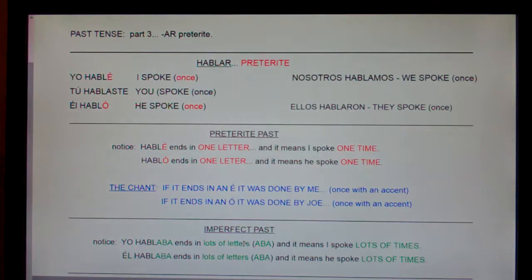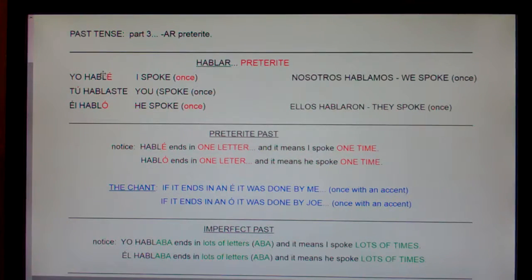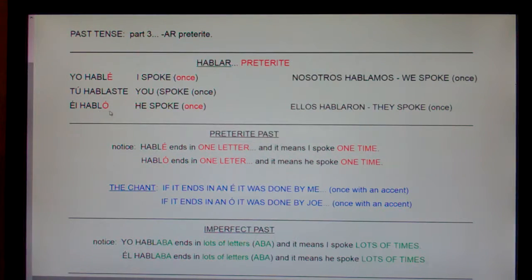Think back to imperfect. Remember when we talked about Fred Flintstone, the imperfect past? We said, yo hablaba meant I spoke lots of times. So yo hablaba ends in lots of letters, ABA, and it means I spoke lots of times. Él hablaba ends in lots of letters, ABA, and it means he spoke lots of times. So, if you say I spoke, you chop off the AR and you add one letter, it means I spoke one time. If you say he spoke, you chop off the AR and you add one letter, it means he spoke one time.